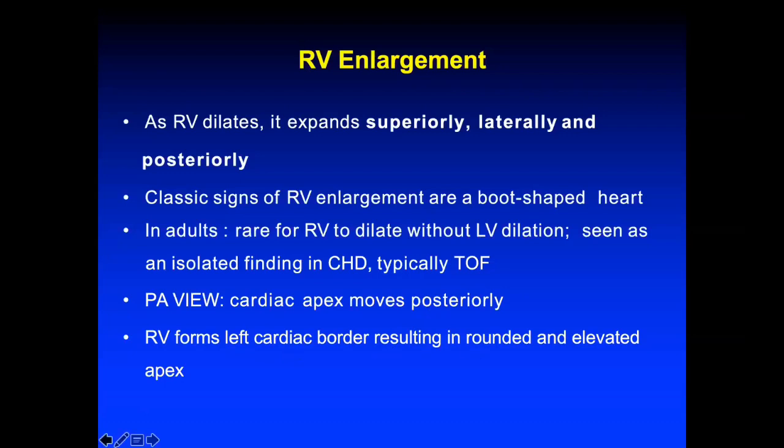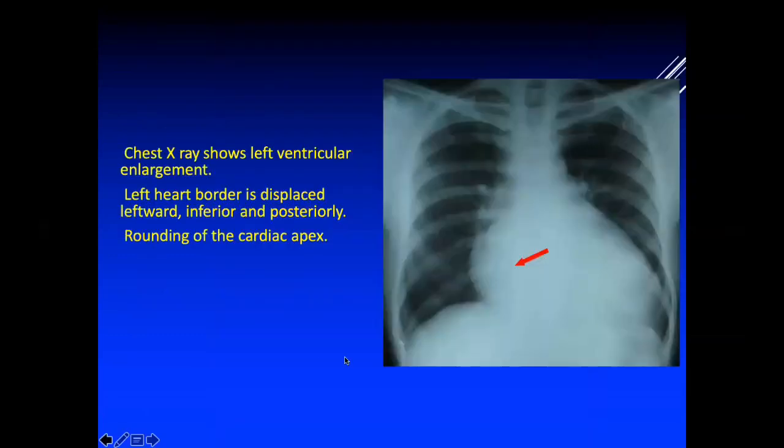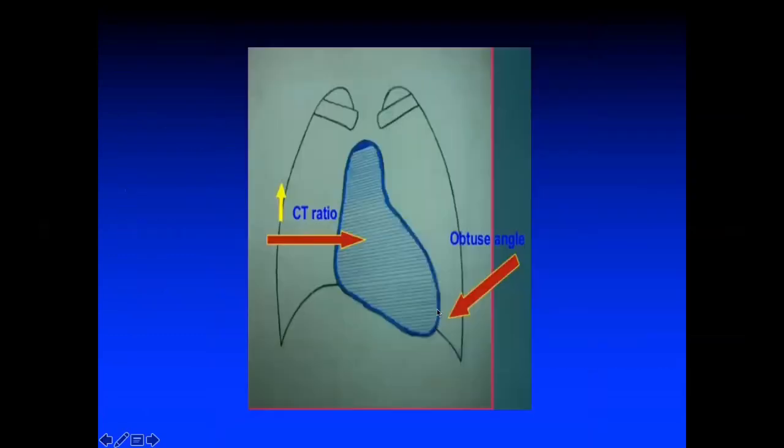So someone had a doubt about how this forms the obtuse angle. See, the angle is the cardiophrenic angle, the angle which the heart shadow makes with the diaphragm. This is the angle, and that angle is obtuse.